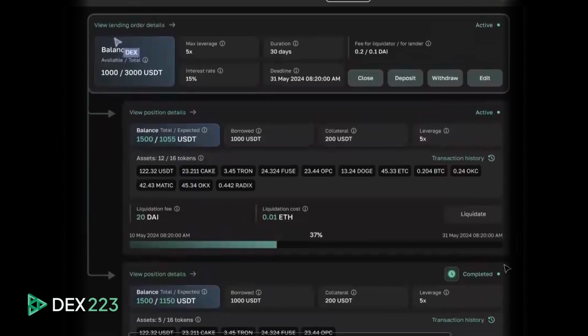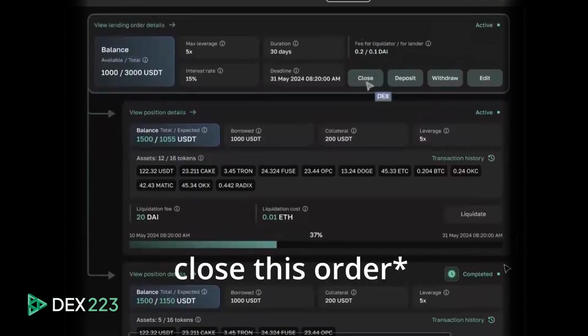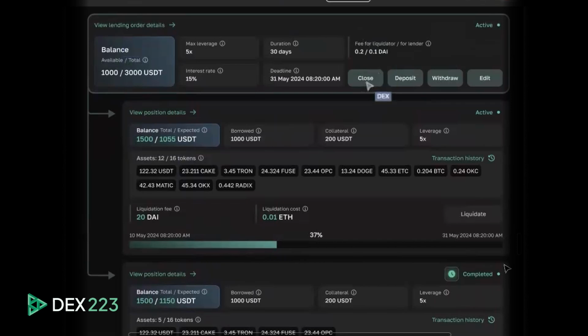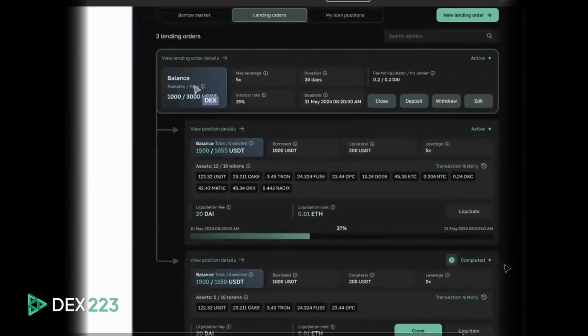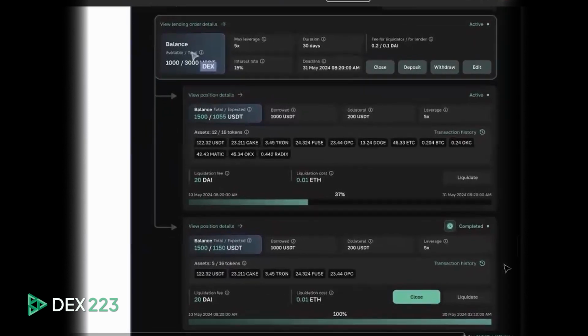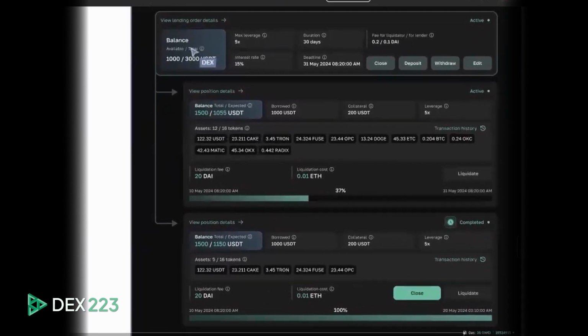If we don't want this to happen, we can close this order. It can only be done by the owner of the order. He can close the order, and in this case, the order will remain in closed state. It will still be here. It will not affect any positions, but after the position is completed, the funds will be returned to the order balance, and they will not be available for borrowing.